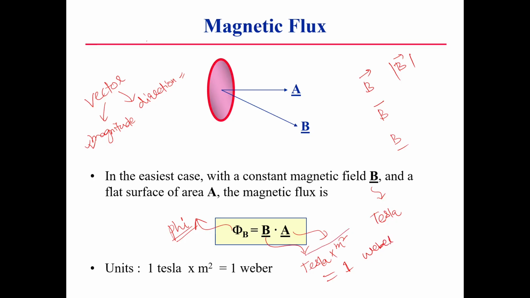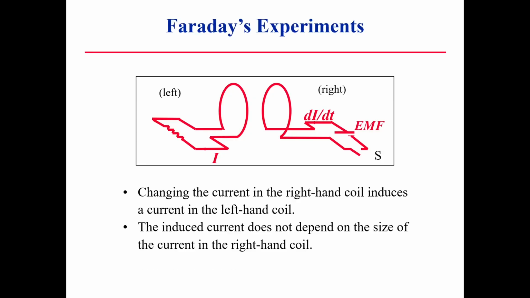So this is the thing that you need to keep in your mind. When we talk about magnetic flux, we are just drawing this thing. Then we show the A, and we show this magnetic field B. These are vector quantities, I told you. So this is A and this is B, and this is a flat surface which has area A.